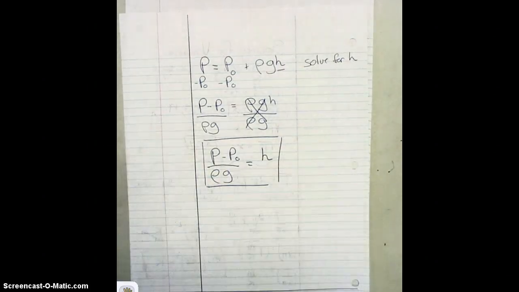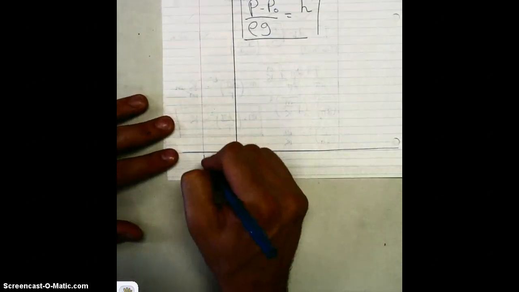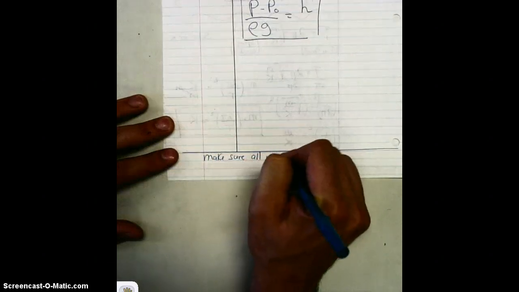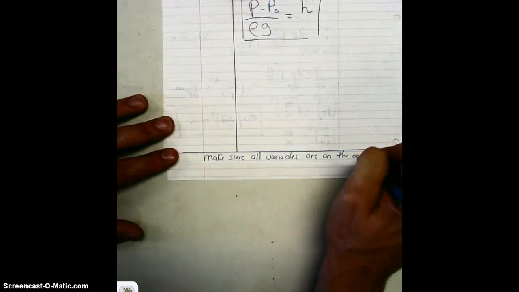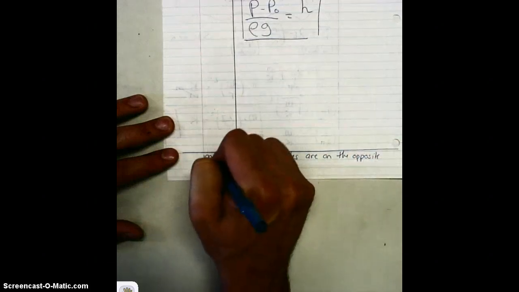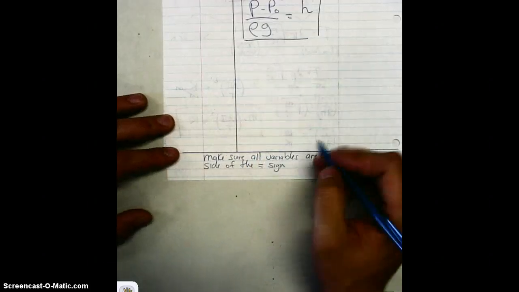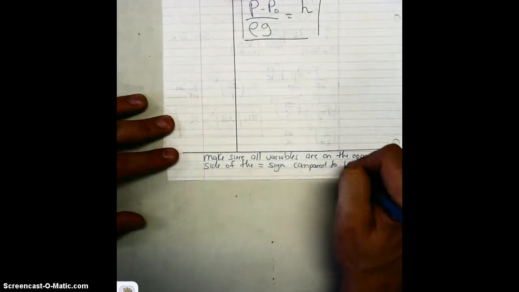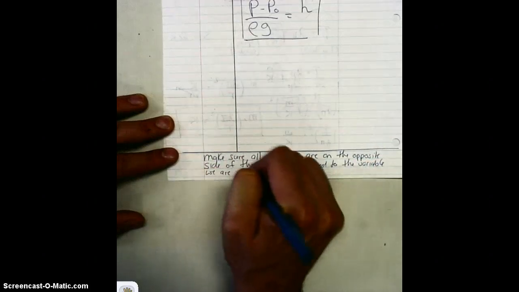So that is your lesson on solving for variables. To recap, let's go down to our summary here. We need to make sure all variables are on the opposite side of the equal sign compared to the variable we are solving for.